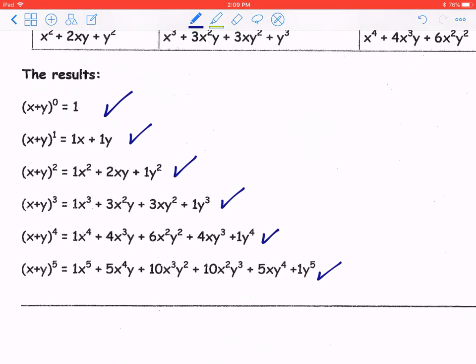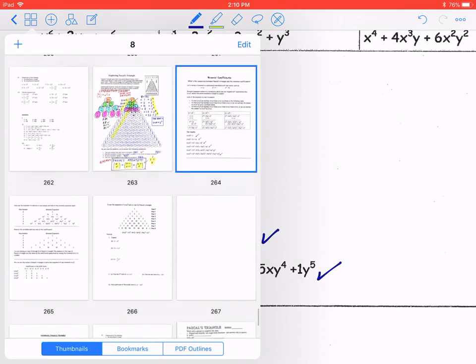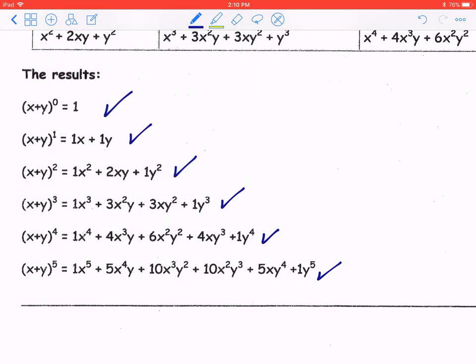But the question becomes, instead of expanding this multiple times, is there a faster technique? And the answer is, of course. And the way you can do this is by referring to Pascal's triangle. So I'm going to connect this with you on the next page. I just want to make sure you can see this first of all.